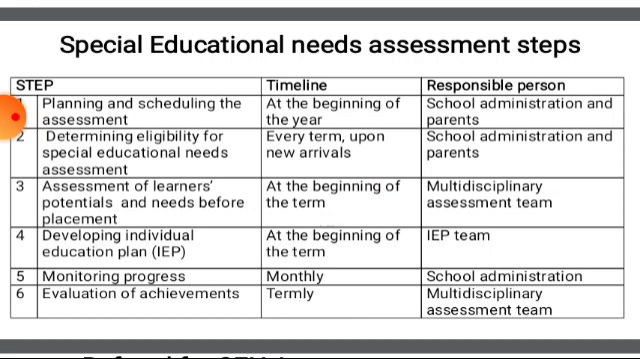The fifth step is monitoring progress, which is done monthly. And people in charge are school administration. The sixth is evaluation of achievements, which is done termly. People in charge are the multidisciplinary assessment team. There are so many. So this is a table showing the steps which special educational needs assessment passes through.